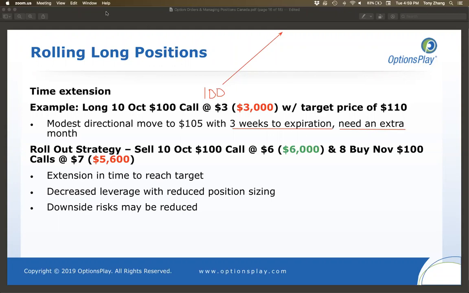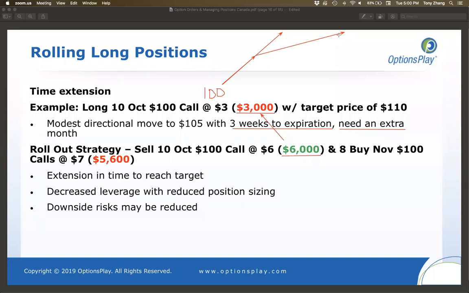So if the stock starts to move in your favor halfway through, and you realize that now you need maybe an extra month to get to the same target price that you originally had, what you can do here is take the original position. Here we bought 10 contracts of the October 100 calls for $3, so we spent $3,000 on this particular trade. Because this trade has gone a little bit in your favor, you can sell the entire trade, the 10 contracts of the October 100 strike calls, for $6 and collect $6,000. So your net profit right here already is $3,000.